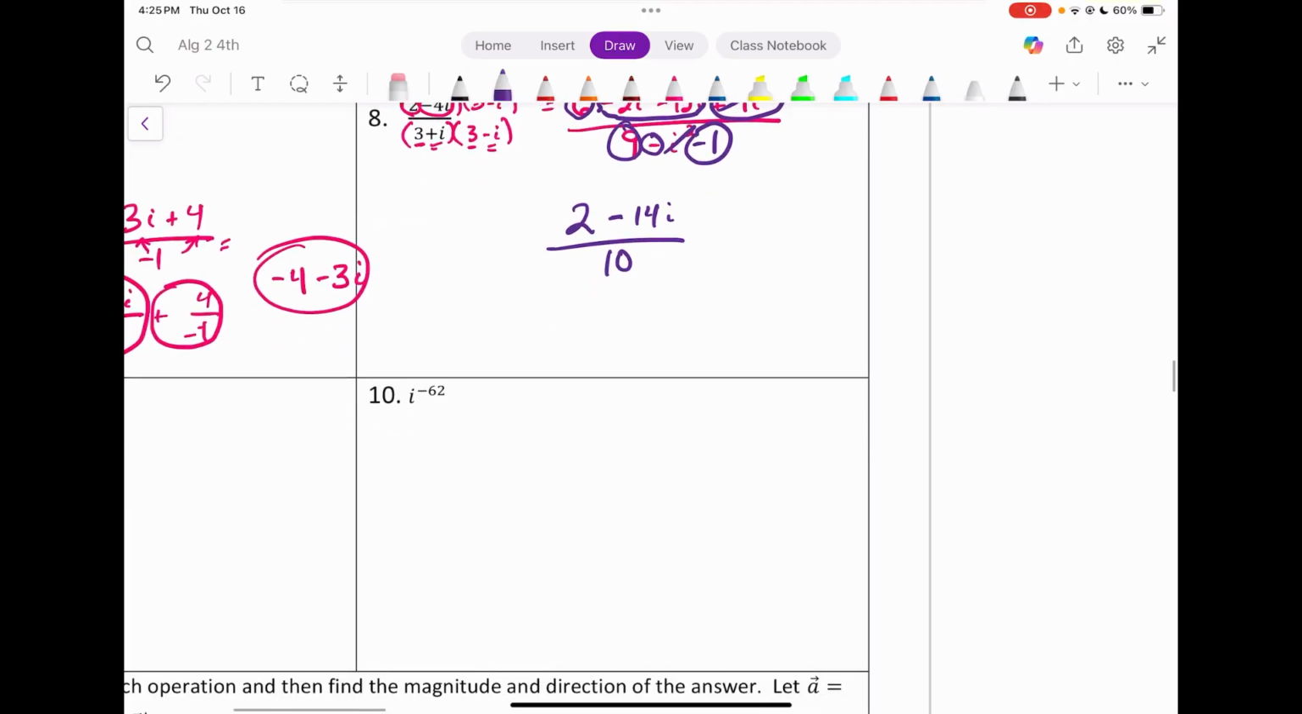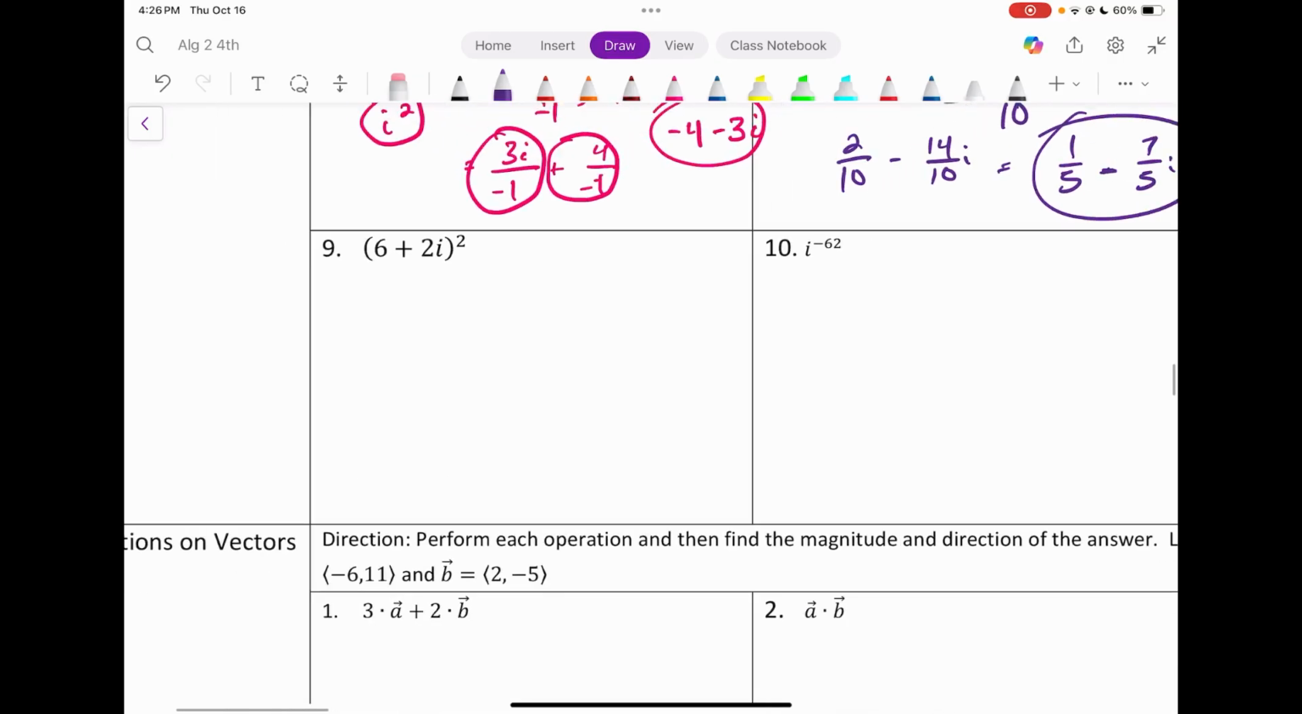We always look to split it. 2 over 10 minus 14 over 10 i. The 2 over 10 reduces to 1/5. There we go, minus sign. 14 over 10 would be 7/5, and then leave the i alone, and we can leave our answers like that. You could turn them into decimals if you wanted to, but I'm just going to leave it like that.